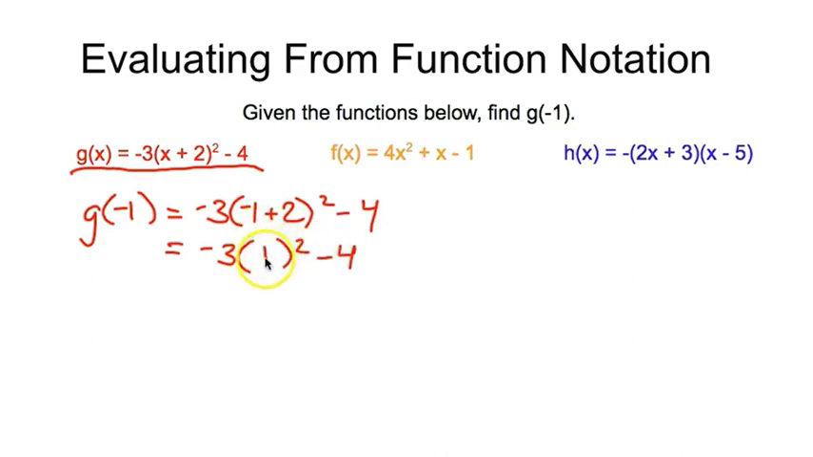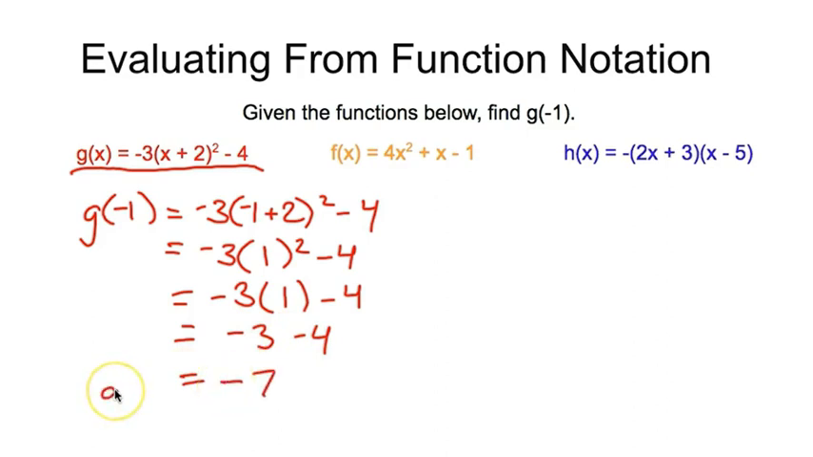Then, this is just order of operations. Parentheses, then exponents. 1 squared would of course be 1. This means 1 times 1. And negative 3 times 1 would be negative 3. And when I take negative 3 minus 4, I am going to get negative 7. So g of negative 1 is negative 7.